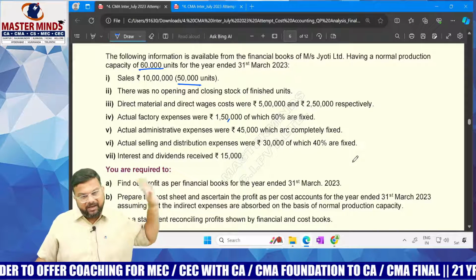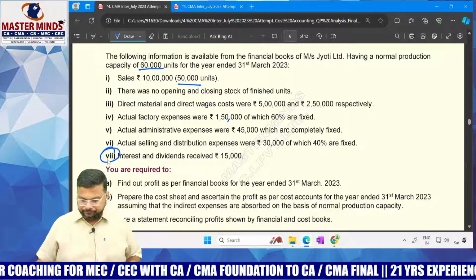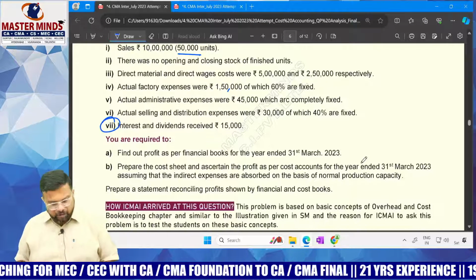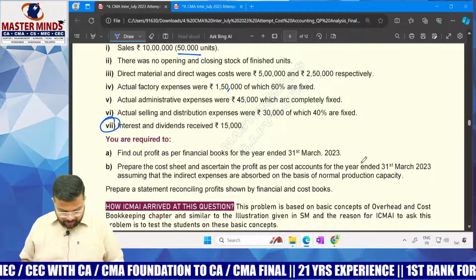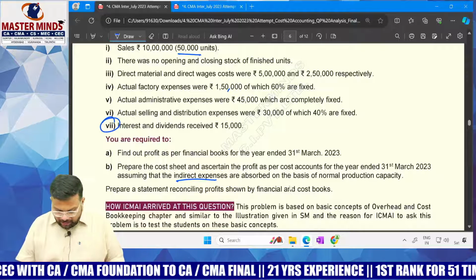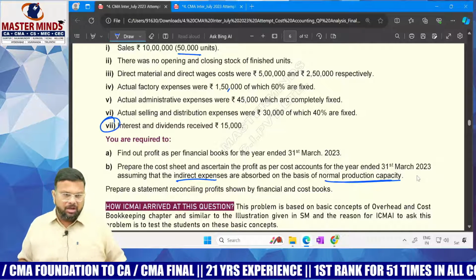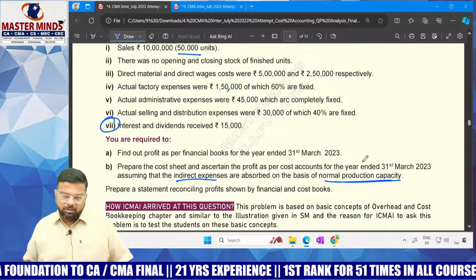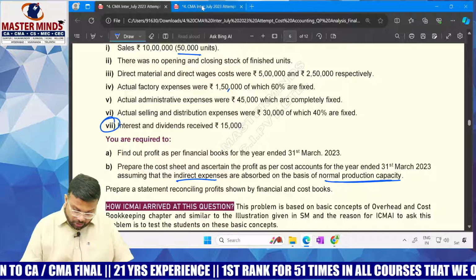All these elements will appear in financial books. But when it comes to cost books, these items will not appear. So you have to find out financial profit, you have to find out profit as per cost records, assuming that indirect expenses are absorbed on the basis of normal production capacity, that means 60,000 units. Prepare a statement reconciling the profit shown by financial as well as cost books.